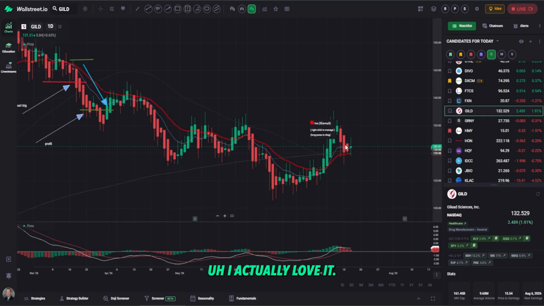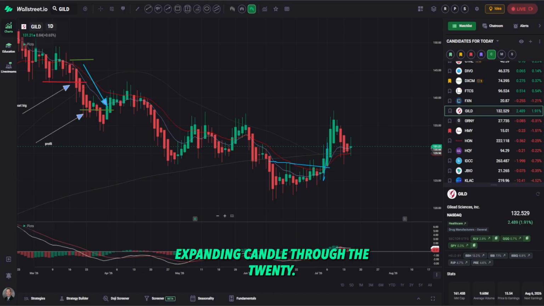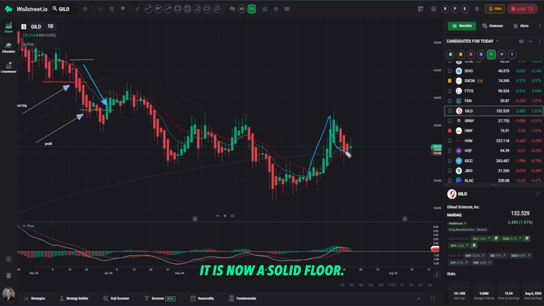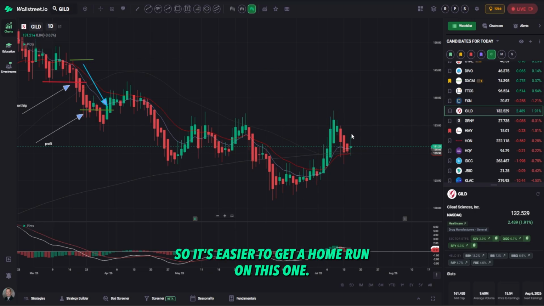Gilead, on the other hand, and Gilead, actually love it. Love it right here. Check this out. Changing trend, expanding candle through the 20. It got through the cluster of moving averages as in using it. It is now a solid floor. And check this out. Very good target 1. Target 2, really good. So it's easier to get a home run on this one.